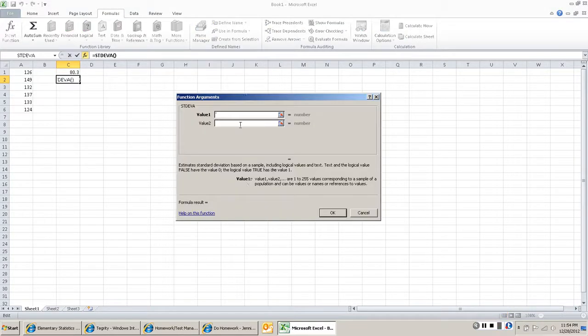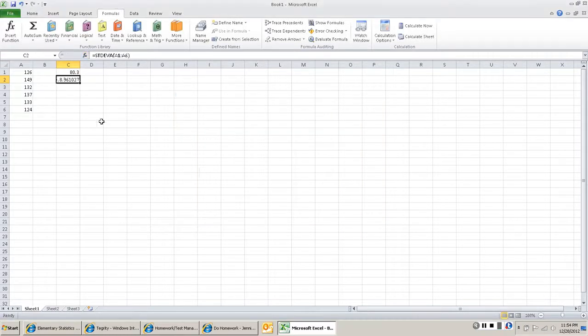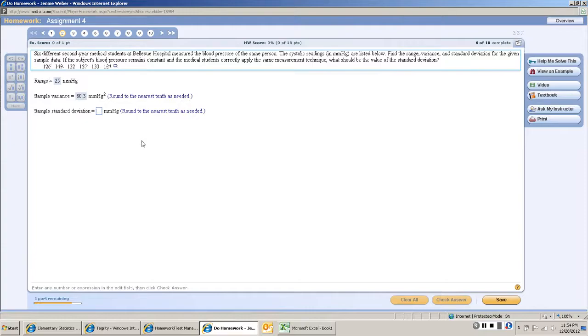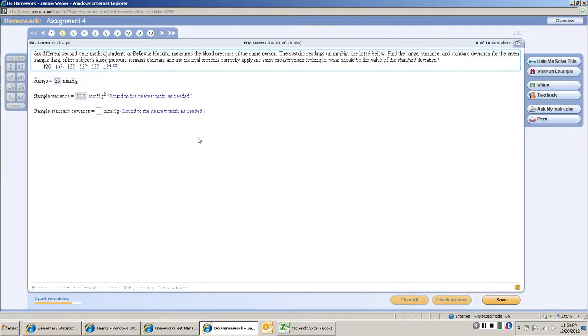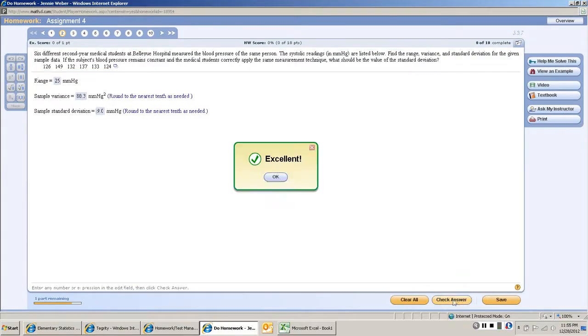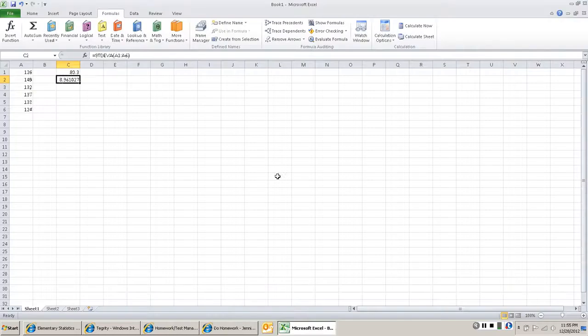So make sure you're not down here in the population one. So standard deviation, and we put in where our data is. So in this case, A1 through A6. Click OK. And right here is our sample standard deviation. I'm going to go back here and I'm going to put it in. What was it? It said round to the nearest tenth. So if we round here to the nearest tenth, that makes it 9.0 because I'm going to have to round up. Check answer, and that's our answer.